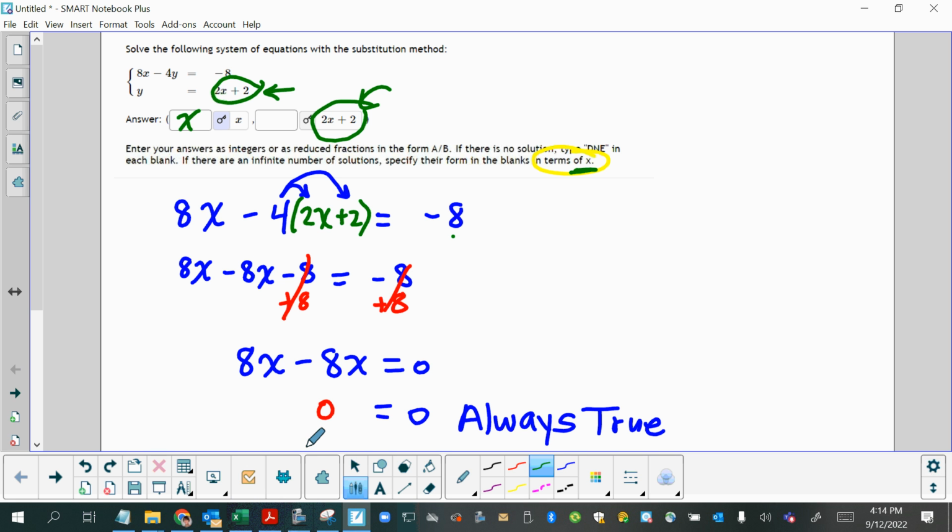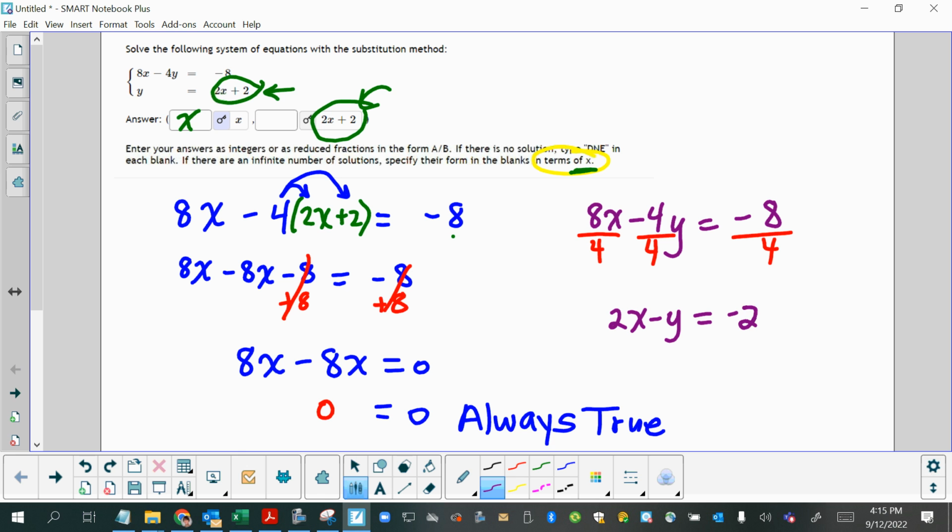Actually, before we move on, I just remembered I want to point out something else that might help you understand why this is occurring. We have 8x minus 4y equals negative 8. That was the first equation. You can see each term is divisible by 4, so if I divide everything by 4, then I get an equivalent equation. 8x divided by 4 is 2x. Negative 4 divided by 4 is negative 1 times y, so it's negative y. And then negative 8 divided by 4 is negative 2.